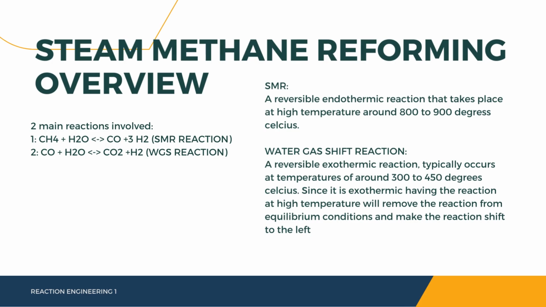Under the Reaction Engineering 1 course, I will firstly talk about the steam methane reforming overview. There are two main reactions involved in this process. Firstly, the steam methane reforming, which is SMR, a reversible endothermic reaction that takes place at a high temperature. The second one is the water gas shift reaction, which is WGSR, a reversible exothermic reaction.